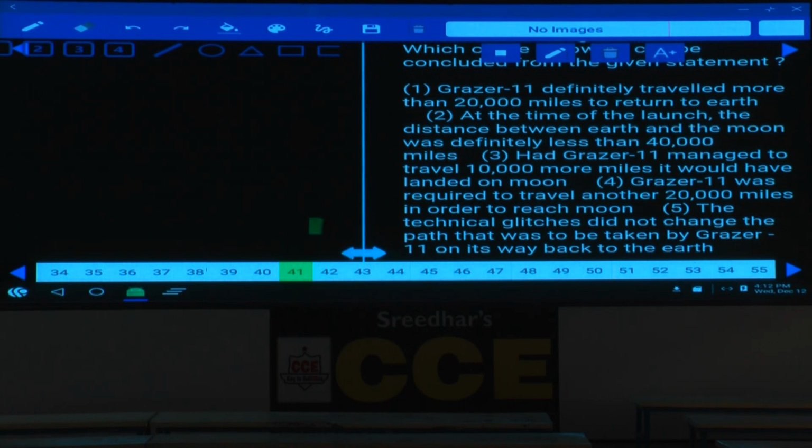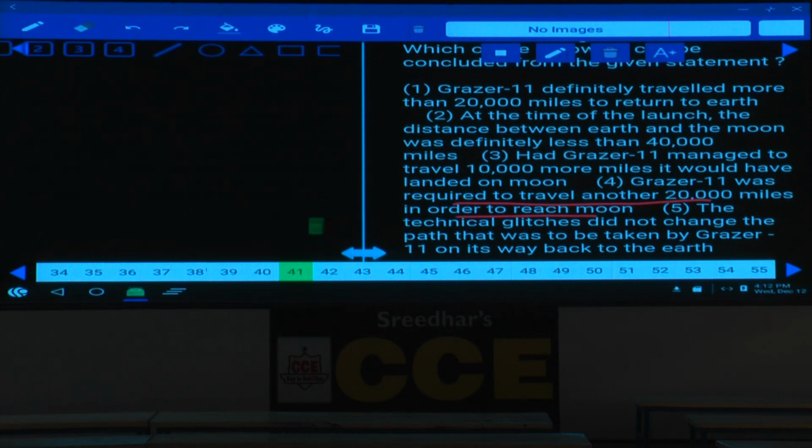Next one, fourth one: Grazer 11 was required to travel another 20 miles in order to reach Moon. No, how much is the distance between these two? That is not known. It will be lesser than 20,000 because it has already covered more than half. And this also cannot be your answer.